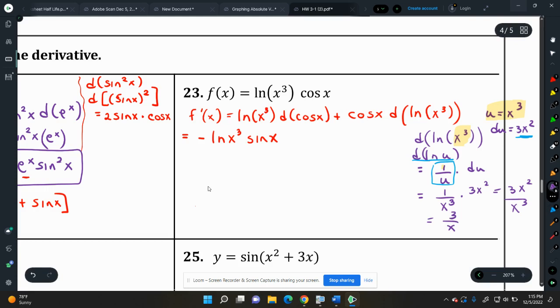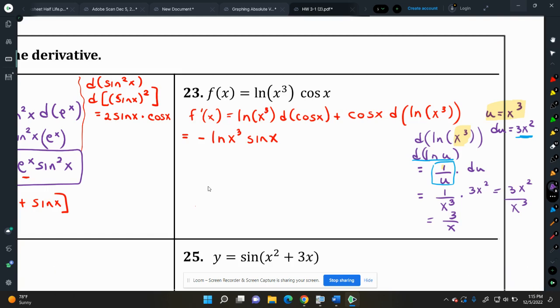Okay. I don't really get why. Wait, what's your u? It's x to the third, not natural log of x to the third. Correct. So you're trying to find the derivative. When you do u substitution, you want the inside part to be your u.